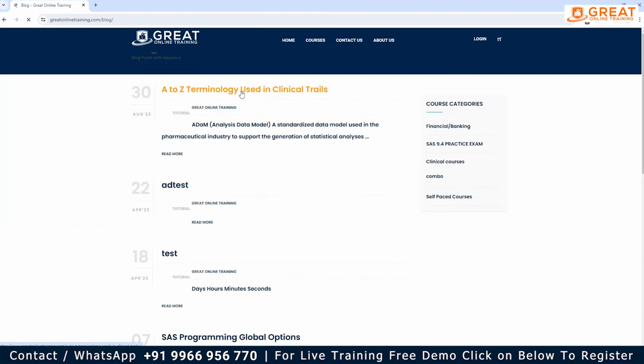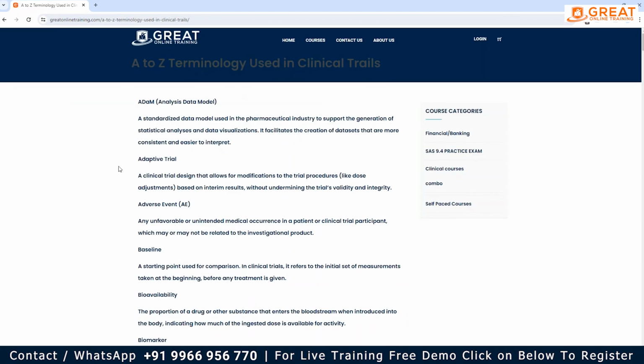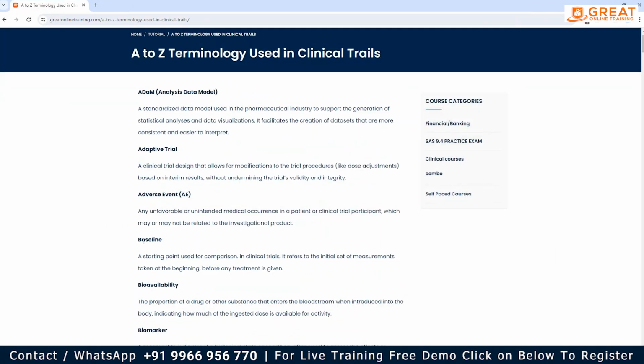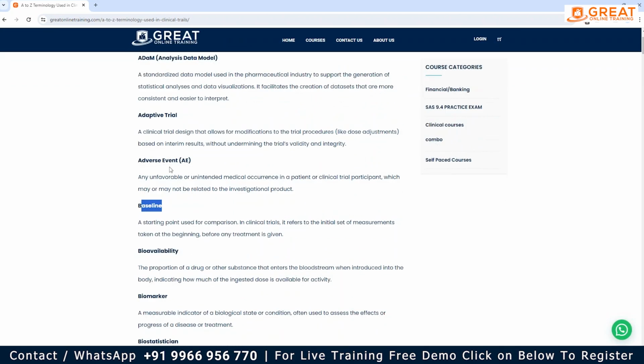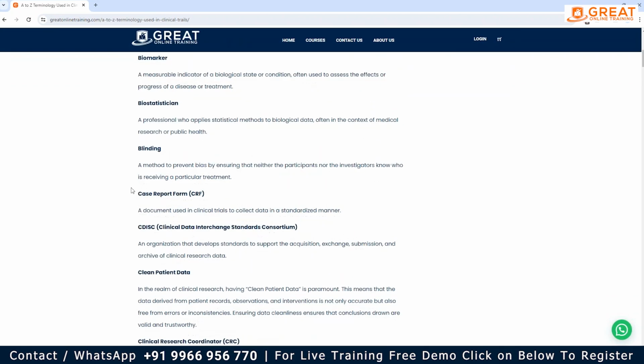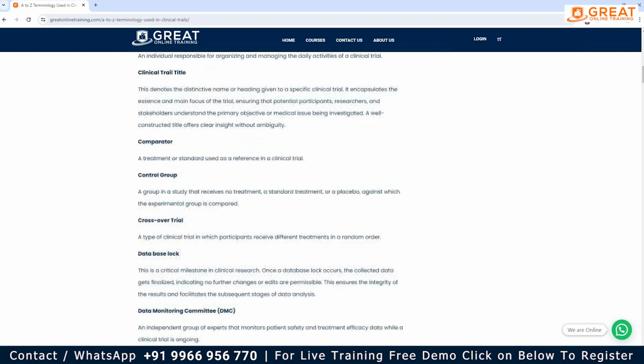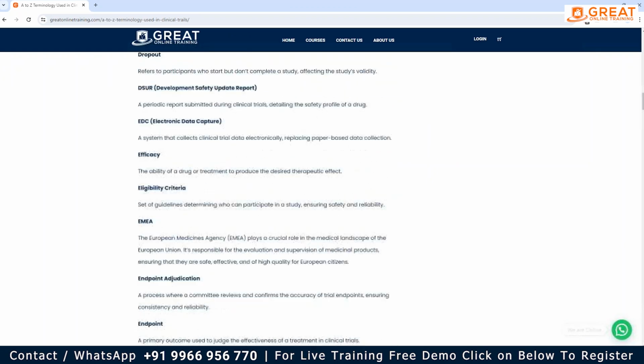So here, A to Z terminology used in clinical trials. This is very much important. They'll ask you something like, tell me a definition for a baseline. Tell me what is an adverse event. Okay, tell me something like what is CRF, case report form, means what. So they'll try to ask you, and as well as phases, right?